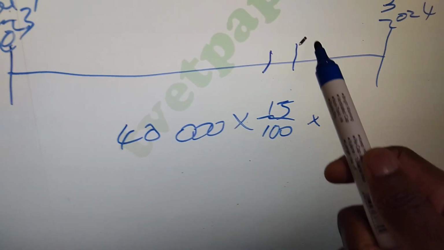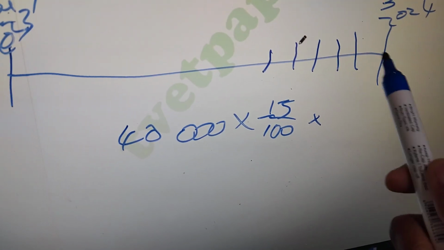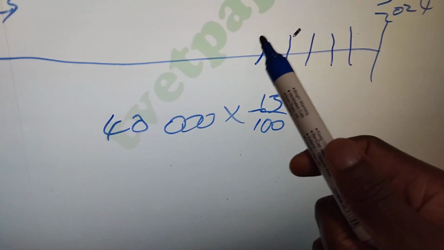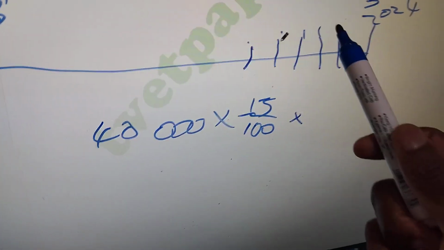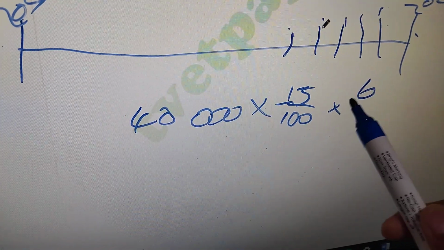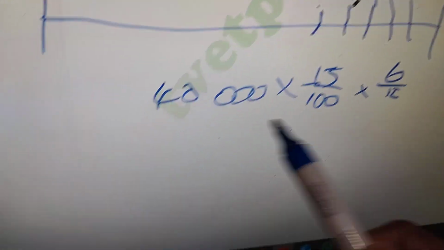January, February, March, April, May, June. So it's 1, 2, 3, 4, 5, 6. When I say 6 over 12, let's punch and see. 40,000 multiplied by 15 over 100 multiplied by 6 over 12. We get 3,000. So we know we have 3,000 as new.